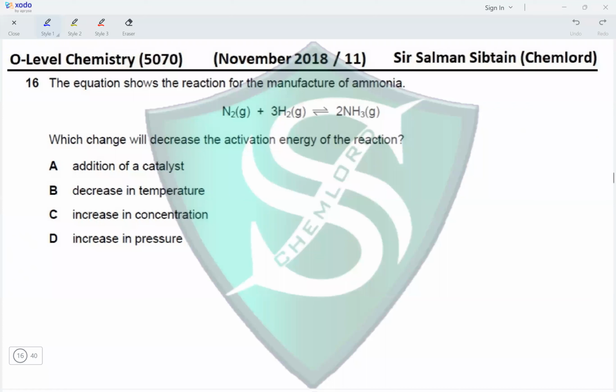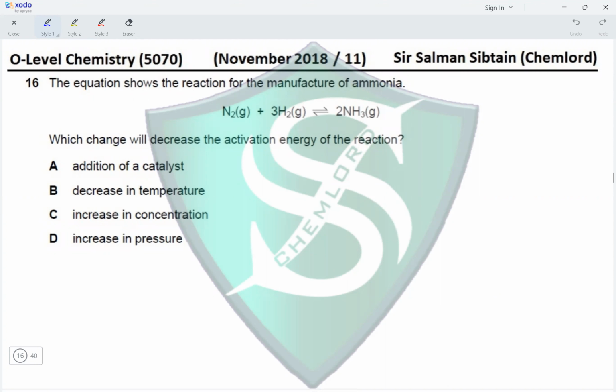Question 16. The equation shows the reaction for the manufacture of ammonia. Which change will decrease the activation energy of the reaction? The only way the activation energy can change is by the use of a catalyst and not by changing any conditions like temperature, pressure, or concentration. So, option A says addition of a catalyst.